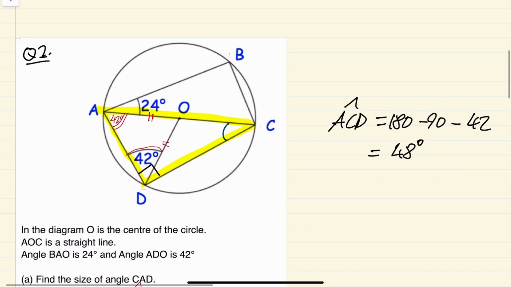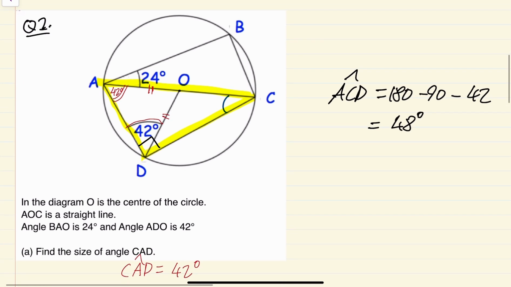Right, what is next? BCD. Where's BCD? BCD is this whole angle here. So B to C to D is this whole angle here. I'll get rid of my yellow highlights here so we can see then.